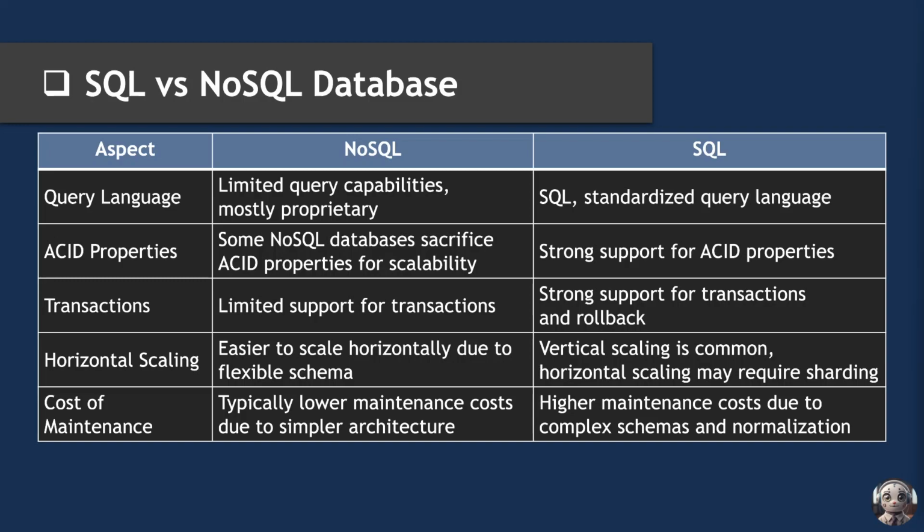Next aspect is transactions. NoSQL databases may offer limited support for transactions, especially in distributed environments. While some NoSQL databases provide mechanisms for handling transactions within single nodes or partitions, achieving distributed transactions with strong consistency across multiple nodes can be challenging and may require additional application logic. SQL databases offer strong support for transactions, allowing multiple operations to be grouped together as a single transaction.